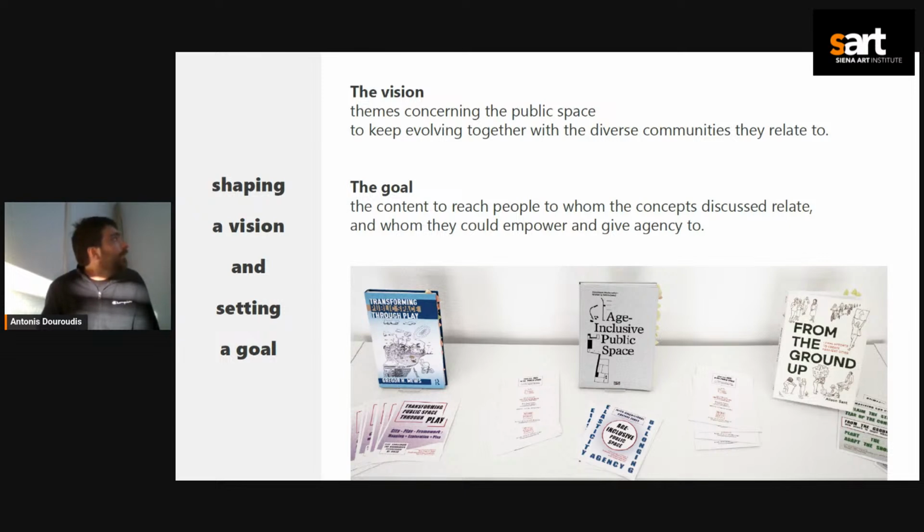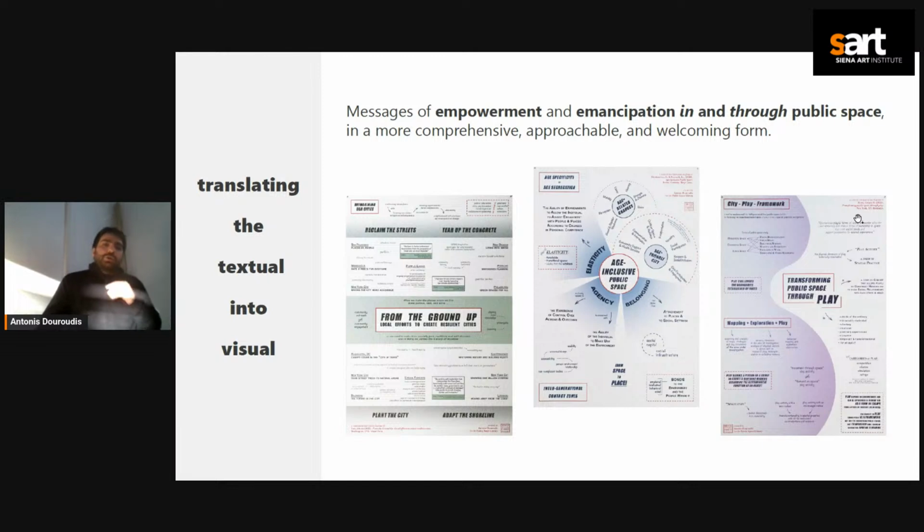I don't know if you can read the titles. The first one is Transforming Public Space Through Play by Gregor News. The second is called Age Inclusive Public Space, while the third book from Alison Sand is called From the Ground Up, Local Efforts to Create Resilient Cities. So the messages that these books carry are messages of empowerment and emancipation in and through the public space.